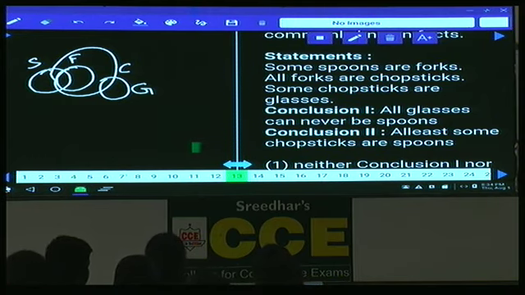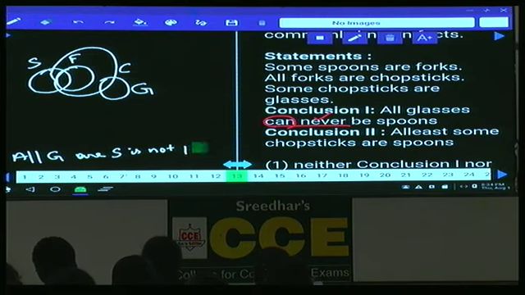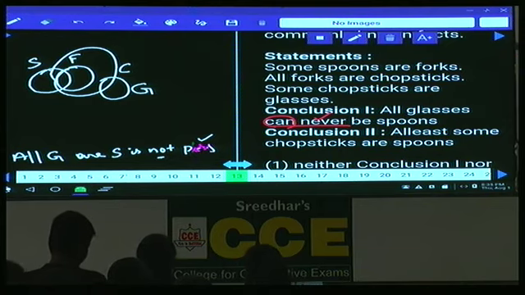All can never be. Then how to represent this statement can never be? Now can stands for possibility, never is negative. The same statement can be written like this: all glasses are spoons is not possible. Can means possibility, never means not. Hence, all glasses are spoons is not at all possible. That's what his claim is.